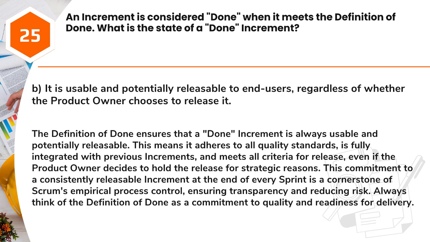Answer: B. It is usable and potentially releasable to end users, regardless of whether the product owner chooses to release it. The definition of done ensures that a done increment is always usable and potentially releasable. This means it adheres to all quality standards, is fully integrated with previous increments, and meets all criteria for release, even if the product owner decides to hold the release for strategic reasons. This commitment to a consistently releasable increment at the end of every sprint is a cornerstone of Scrum's empirical process control, ensuring transparency and reducing risk. Always think of the definition of done as a commitment to quality and readiness for delivery.